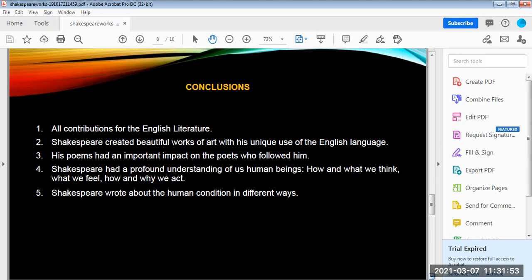For example, he focuses on the character and the way the character thinks, how he feels. He, of course, or she, how and why they act in a special way, by focusing on the psychological motivation of the characters. Shakespeare wrote about the human condition in different ways. Of course, this is part of his greatness.